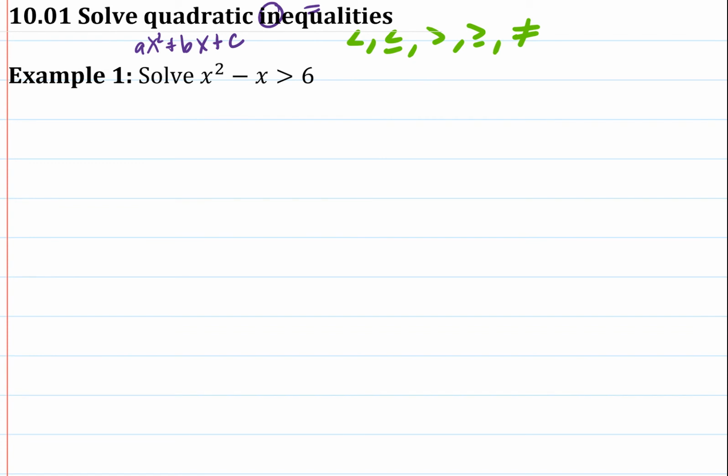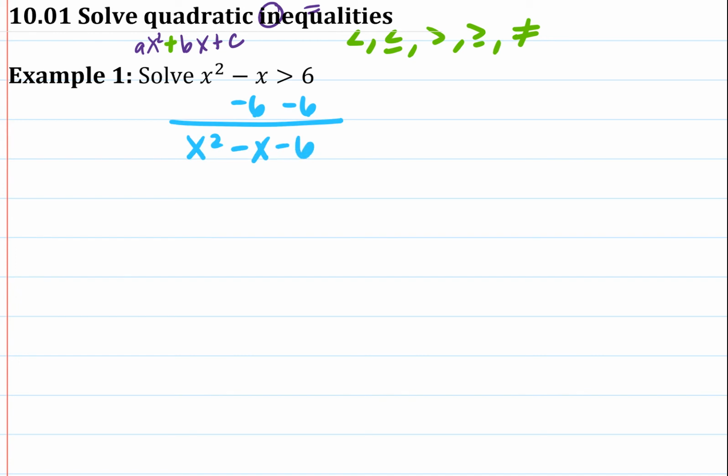So take a look at our first example. We're asked to solve, or find which x values will make this true. We can see it's quadratic because it's in the form x squared plus bx plus c, and it's not equal. x squared minus x should be greater than 6. So we're going to solve this in two different ways. The first way, I want you to think about this graphically. In order to think about it graphically, we're going to find an analogous function.